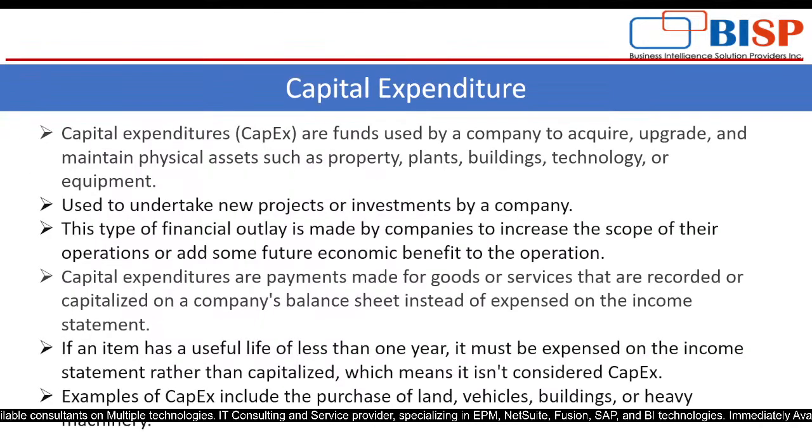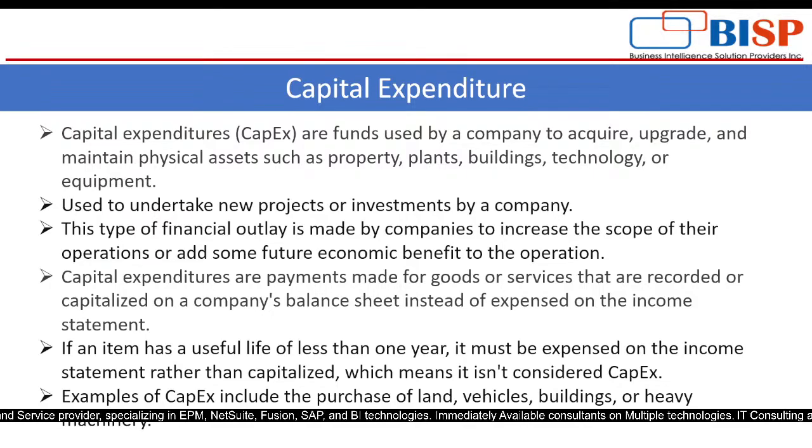Now we will move forward to the next topic for the day, which is capital expenditure. Okay, so first, what is capital expenditure? Capital expenditures are funds used by a company to acquire, upgrade, and maintain physical assets such as property, plant, buildings, technology, or equipment. It is basically used to undertake new projects or investment by a company.